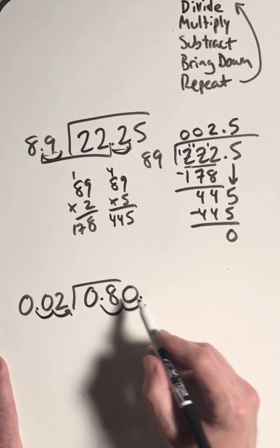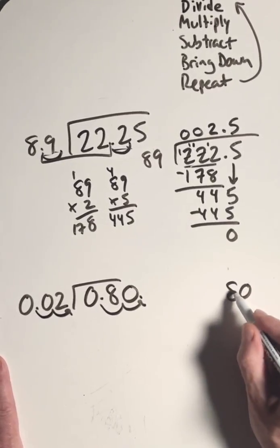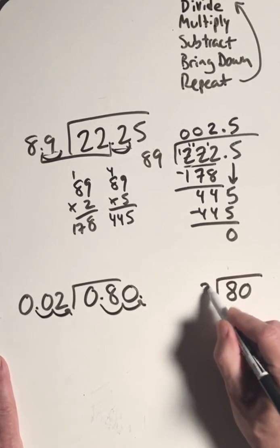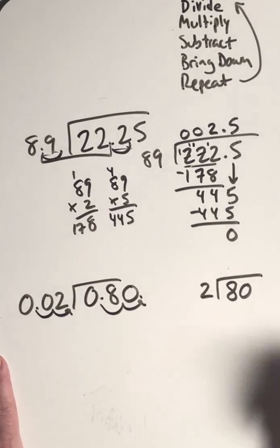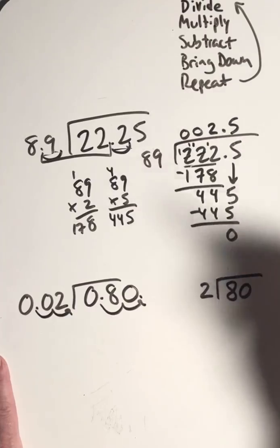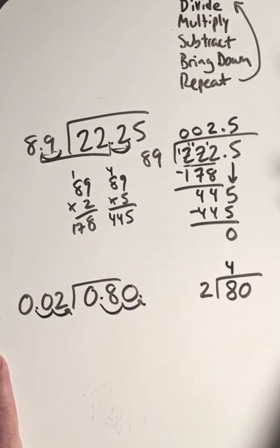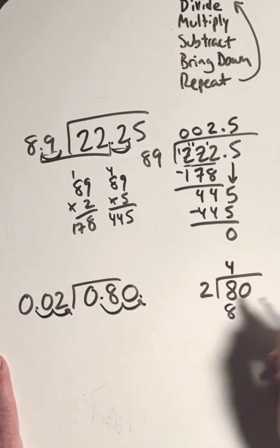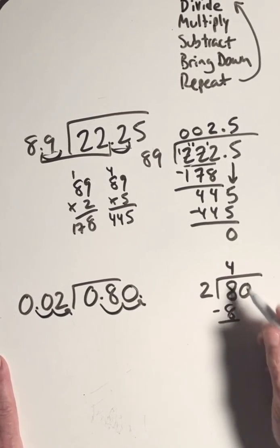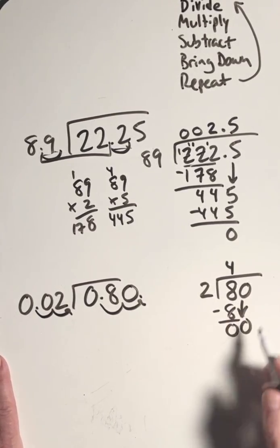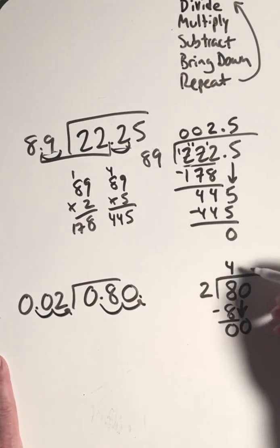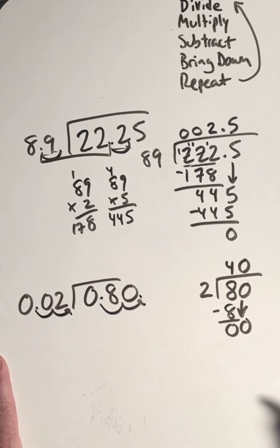I'm going to rewrite this then as 80 divided by 2. It should be clear that that's 40, but let's just go through the process anyway. 8 divided by 2 is 4. Then I'll multiply. 4 times 2, that's 8. Subtract the 8, I get 0. Bring down a number, still can't divide. That's when I put a 0 up here.